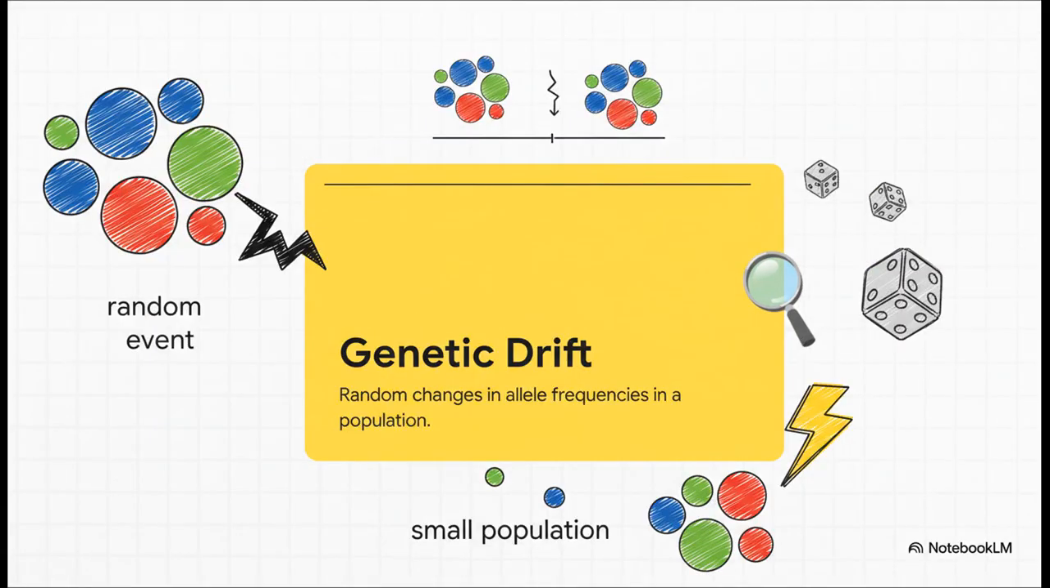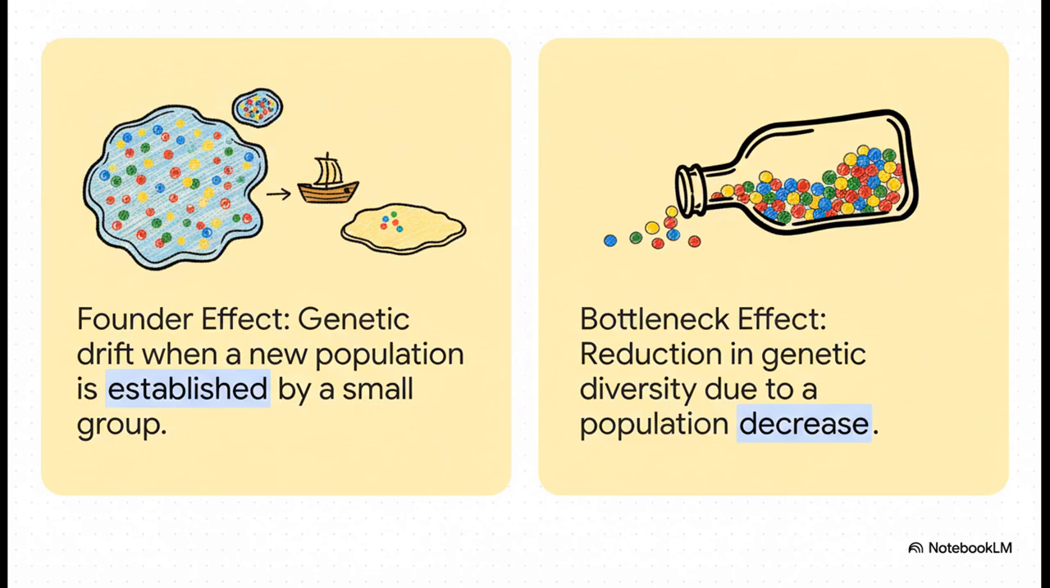But hey, it's not all about survival of the fittest. You've also got genetic drift, which is basically evolution by pure luck. It's just random events causing certain genes to become more or less common. And it's a huge deal in small populations where chance plays a much bigger role. Now, genetic drift usually pops up in two classic scenarios. The founder effect is when a small group breaks off and starts a new population. Just by chance, their gene pool might look really different from the original group.